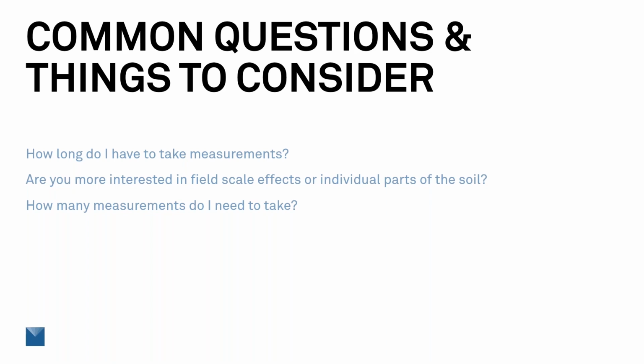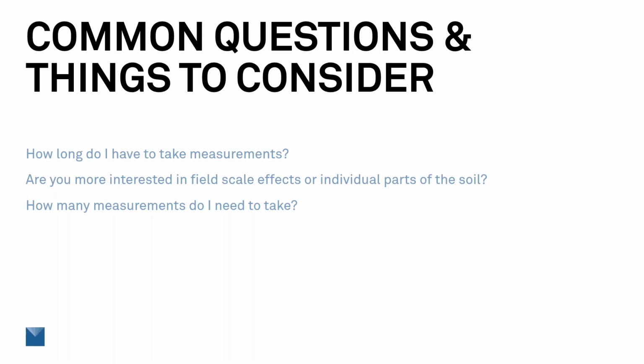I think the first thing to think about is, how long do I actually have to take measurements in the field? If I'm time constrained in the field, then you're probably going to have to think about taking core samples and bringing them back to the lab and measuring them as you have time. But if you're not, then I typically tend to push people towards field methods because they better represent field conditions. And again, are you more interested in field scale effects or individual parts of the soil? If you want to get field scale effects, you're typically better off with field measurements. But if you actually want to understand each individual layer or component of the soil, then a laboratory approach can be more advantageous because you can separate those components out.